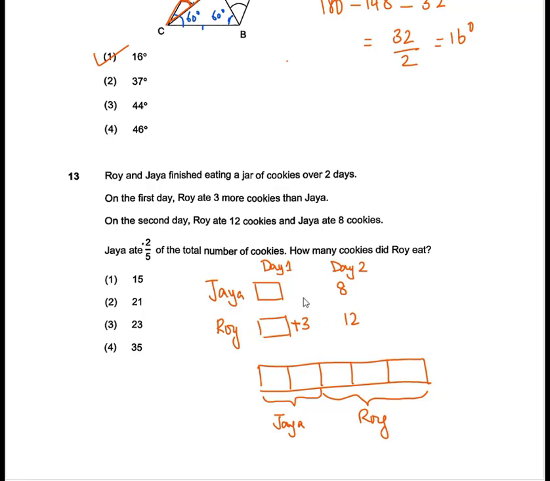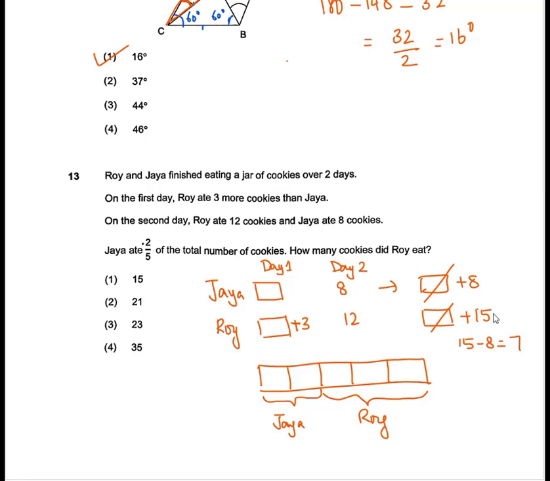Whatever Roy ate minus what Jaya ate. So basically, Jaya ate 1 unit plus 8, and Roy ate the same 1 unit plus 12 plus 3, which is going to be 15 here. So the difference between them is Roy's cookies minus Jaya's cookies. When I do that, this minus this will get cancelled off. 15 minus 8 is 7. So 7 is the difference.